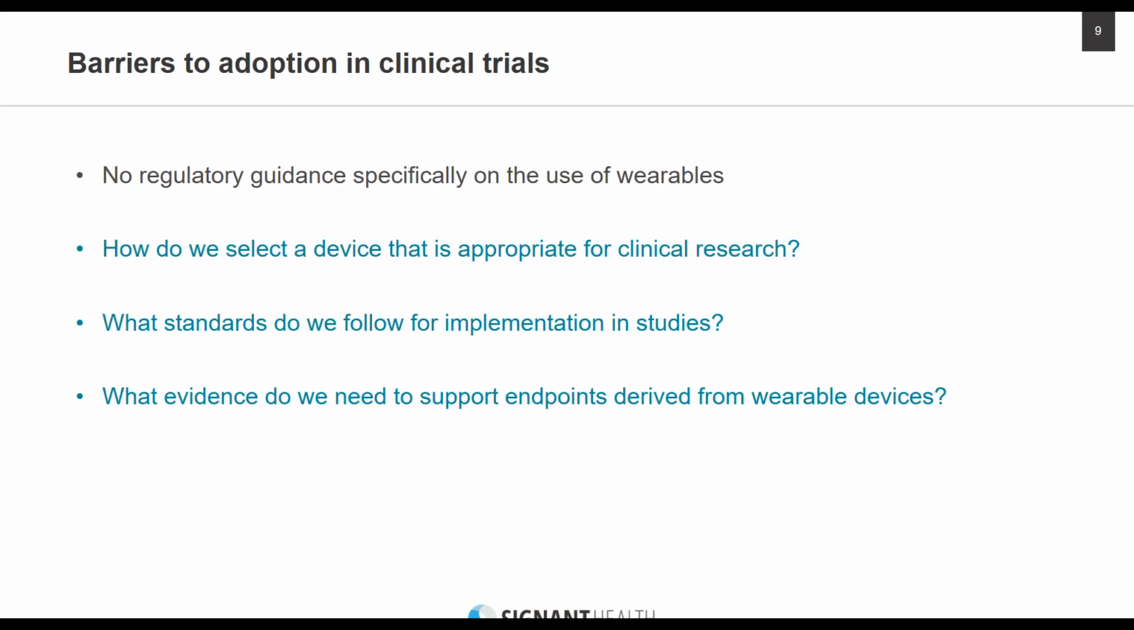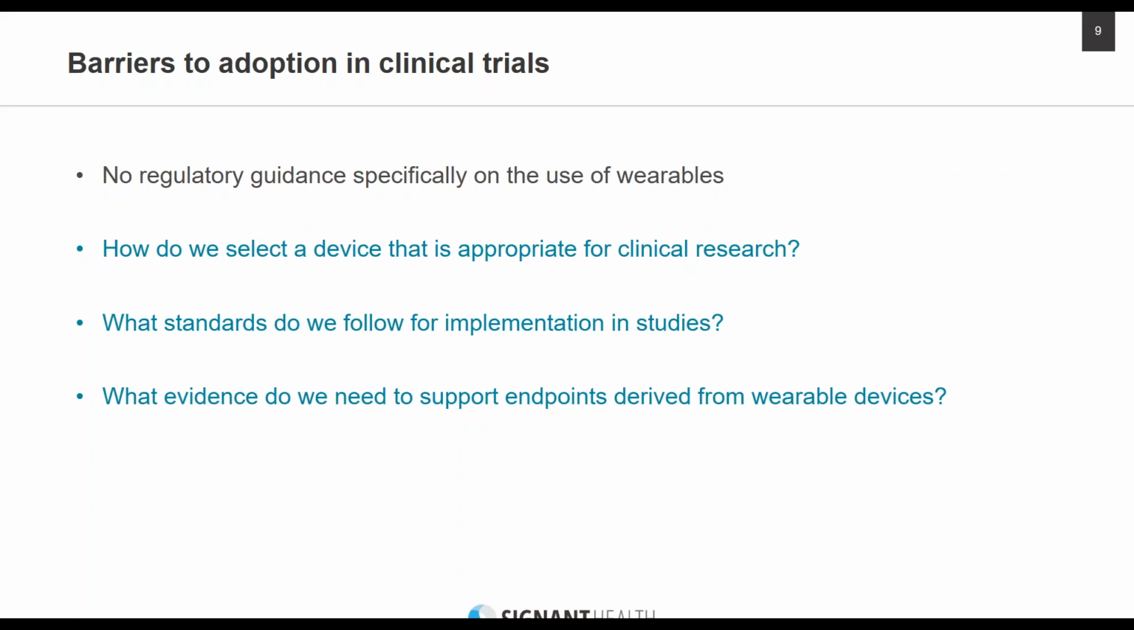Whilst there is this proliferation of these devices, particularly in the consumer industry around health and wellness, we don't see us using them at enormous scale in pharmaceutical clinical trials. What are the barriers to that? Perhaps one of them centers on the fact that there isn't specific regulatory guidance around the use of wearables. There's a lot of guidance around how we develop clinical endpoints and how we measure things appropriately in clinical trials, but perhaps nothing specific around wearables.